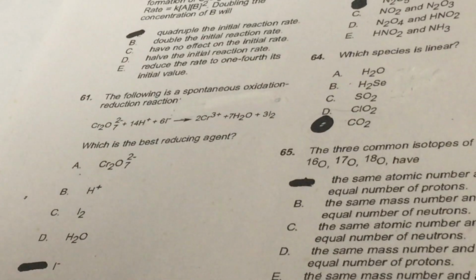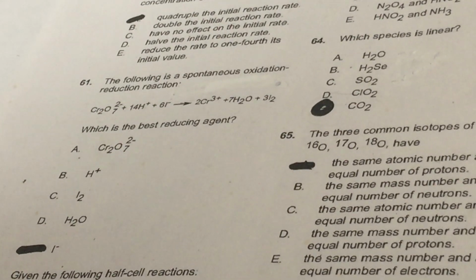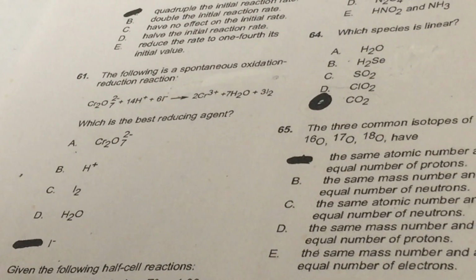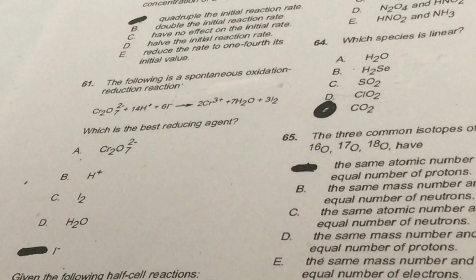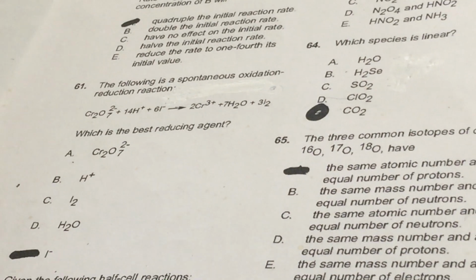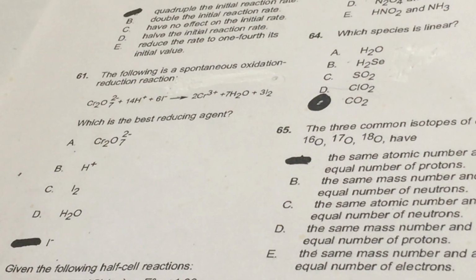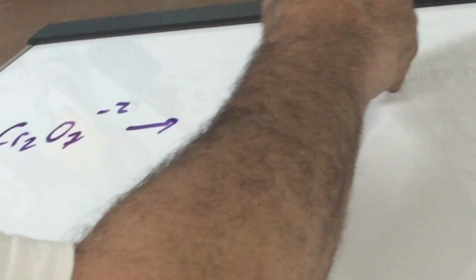Now, here's a hard one, 61. The following is a spontaneous oxidation reaction. Now, which is the best reducing agent? Now, the first thing I do is I look at the Cr2O7 minus 2, and it's going to Cr plus 3.